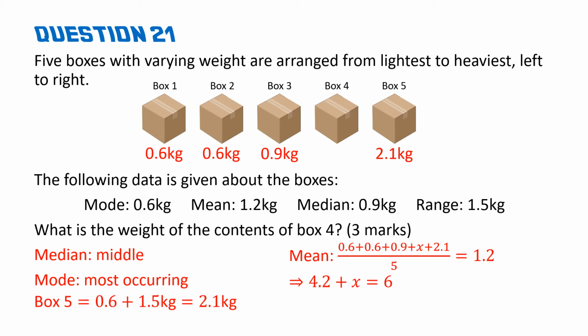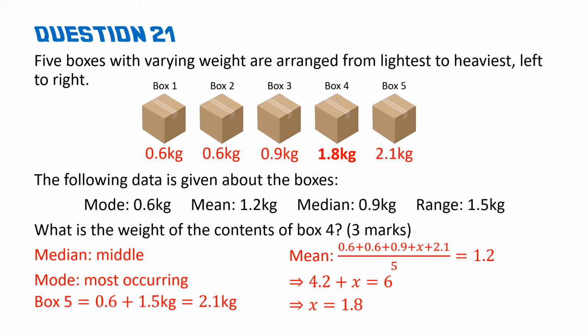So if 4.2 plus x equals 6, I need to take away 4.2 from both sides to get x left by itself, so x is 1.8. So what that means is the weight of box 4 is 1.8 kilograms. Now it's a 3-mark question.